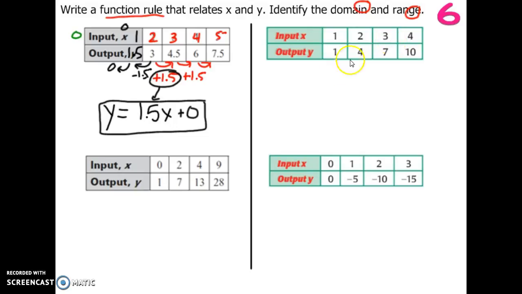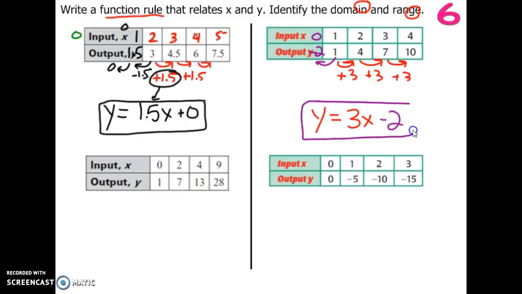Our x's go by ones, so let's look at our pattern. This one we're adding 3 each time. So in our equation, y equals 3x, and then look for a 0 in our table. There isn't one, so we're going to follow it backwards just one time this time. Instead of adding 3, subtract 3. 1 minus 3 is negative 2. So on the end there we have a minus 2.